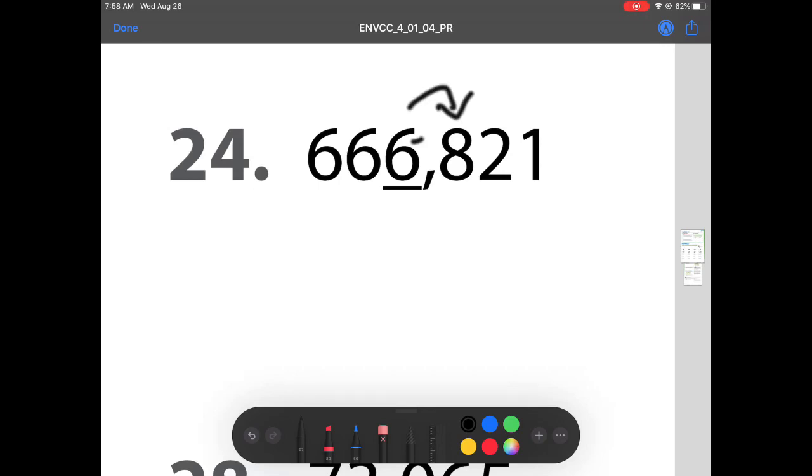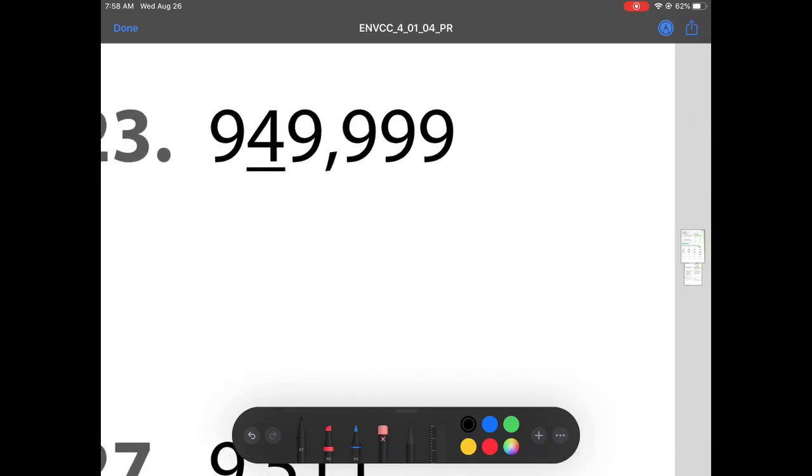Next one, go next door. 5 or more, we add one more. So this will become a 7. Look to the right, put zeros in sight. Everything to the left stays the same. So a lot of this is just practice over and over and over.